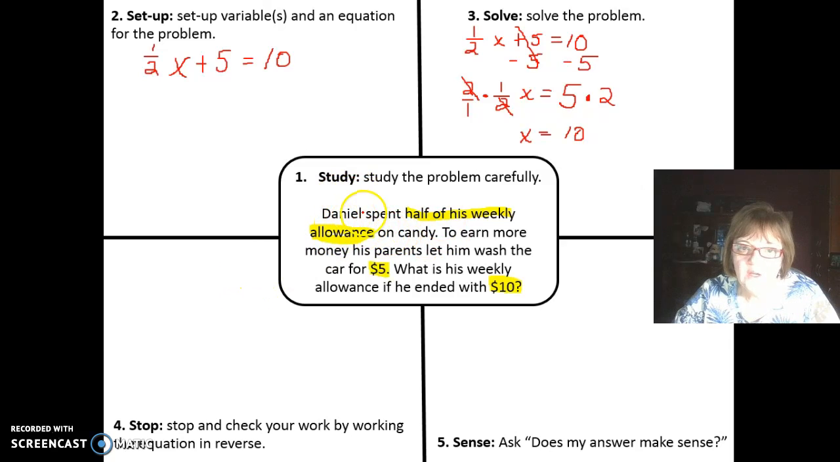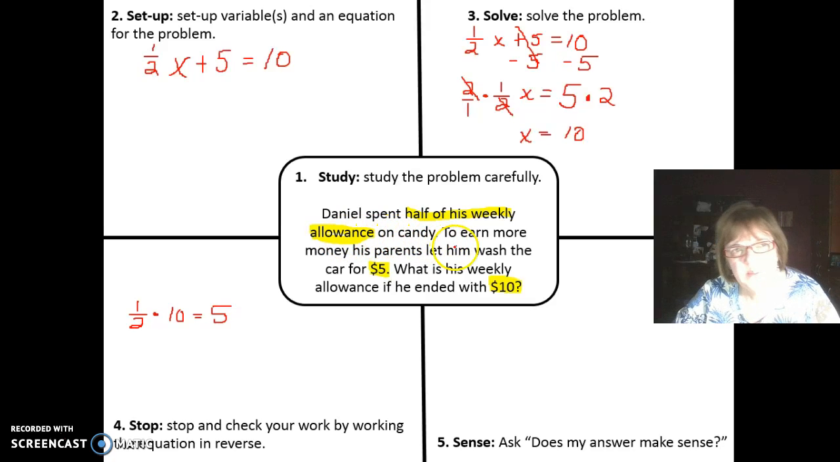But here we go. Daniel spent half of his weekly allowance. So we decided that his weekly allowance was 10. So it says here he spent half of his weekly allowance. So half of 10 is 5. 1/2 of 10 is 5. Okay? So that part, we got $5, all right?